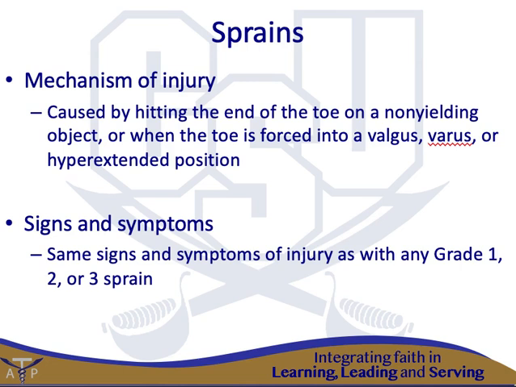Signs and symptoms resemble any other types of sprains that we've talked about before. The athlete may have pain and loss of function in the area. The toe may be stiff, swollen, and point tender, and they may be black and blue depending on the type of force and mechanism of injury.